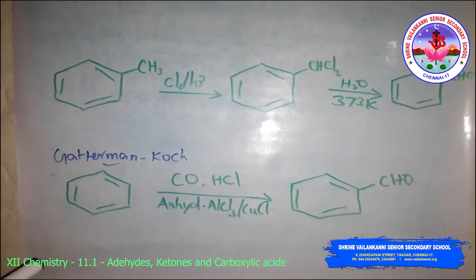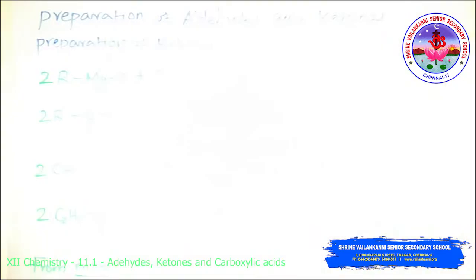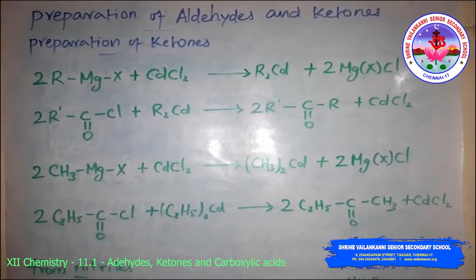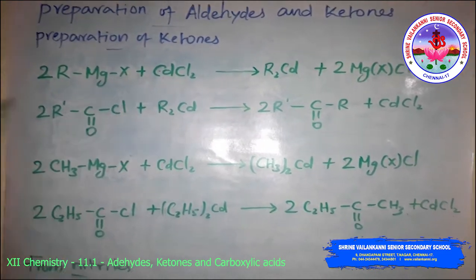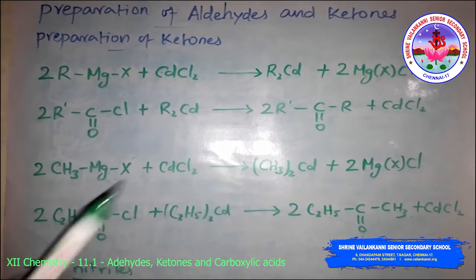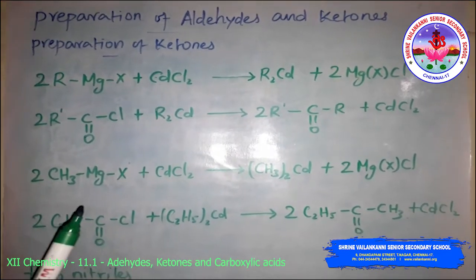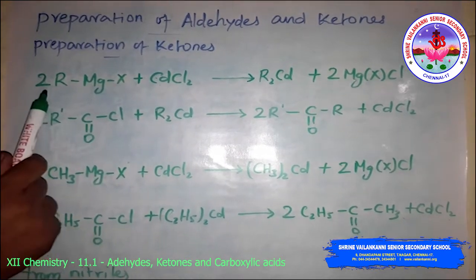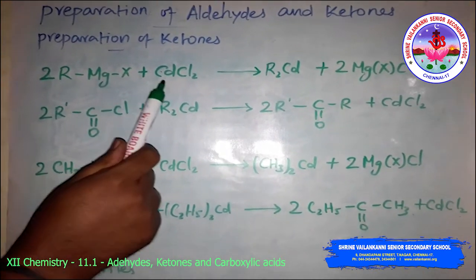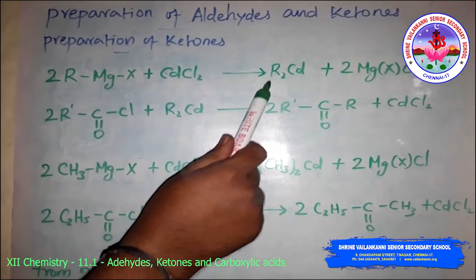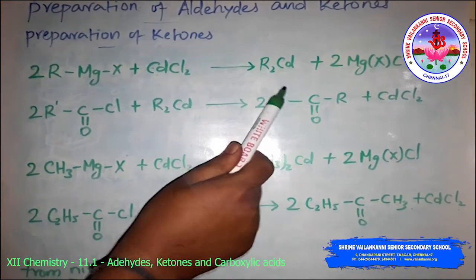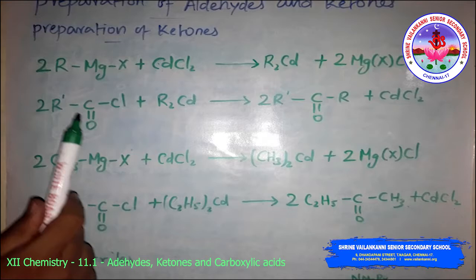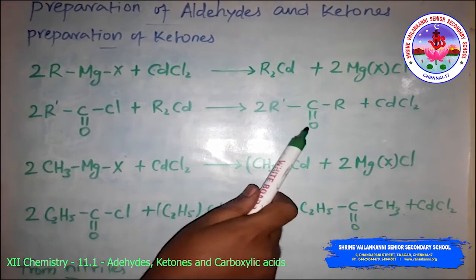The next is preparation of ketone. Preparation of ketone from acyl halide, acyl chlorides. The treatment of acyl chloride with dialkyl cadmium. This dialkyl cadmium is prepared by the reaction of cadmium chloride with the Grignard reagent. So the Grignard reagent RMgX reacts with cadmium chloride to form dialkyl cadmium, and this dialkyl cadmium reacts with the acyl chloride, that is the acid chloride, to form a ketone.